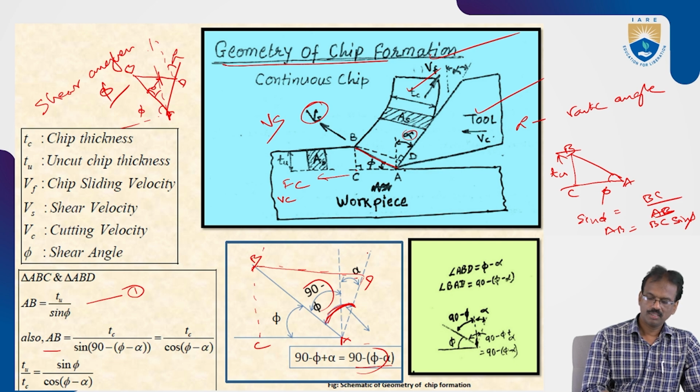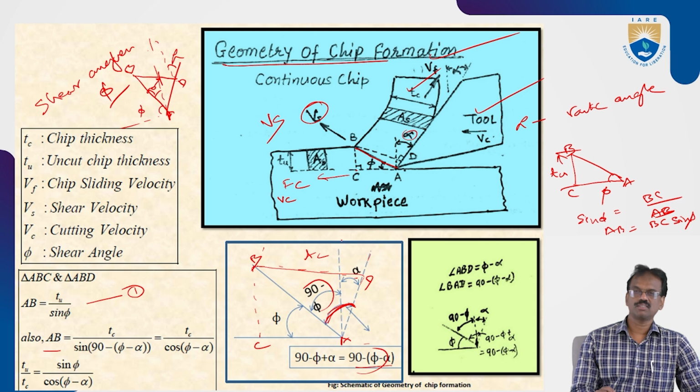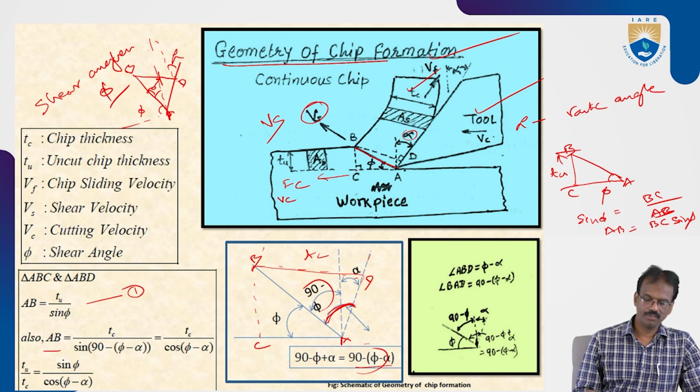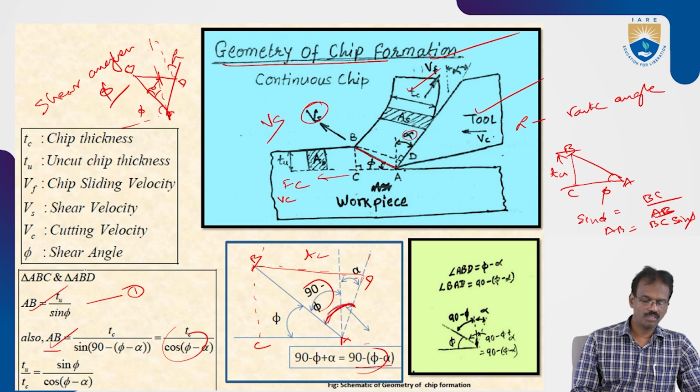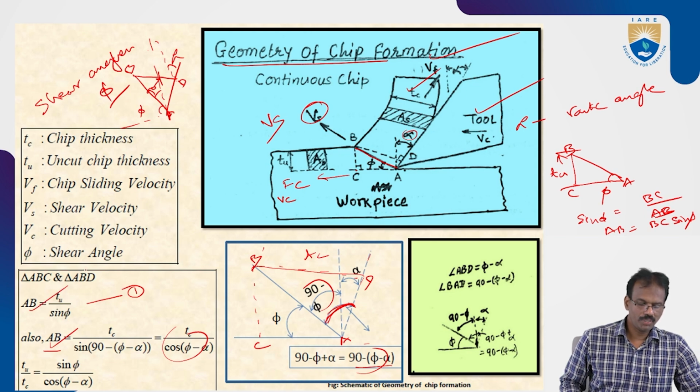So this is the chip thickness after cutting. So Tc you can take. Tu is the uncut chip thickness, Tc is the chip thickness. Okay. Tc by sin theta, sin theta is equal to 90 minus phi minus alpha. So 90 minus phi minus alpha is cos of phi minus alpha. So this is the angle. So this is AB, this is AB. You can equate this. So Tu by Tc is equal to sin phi by cos of phi minus alpha.